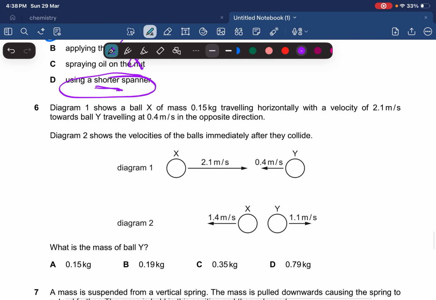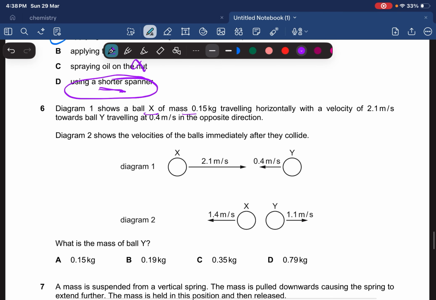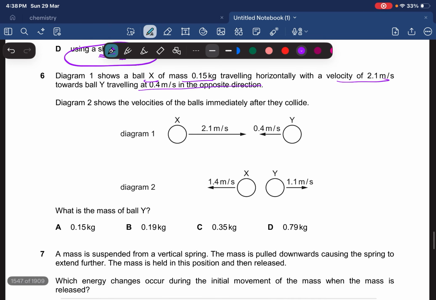Okay, so diagram 1 shows a ball X of mass 0.15 kilograms traveling horizontally with a velocity towards ball Y, traveling in the opposite direction. Diagram 2 shows the velocities of the balls immediately after they collide. What is the mass of ball Y?